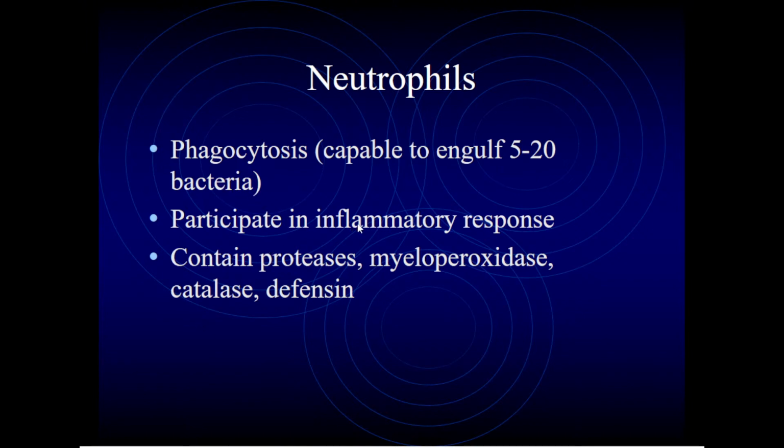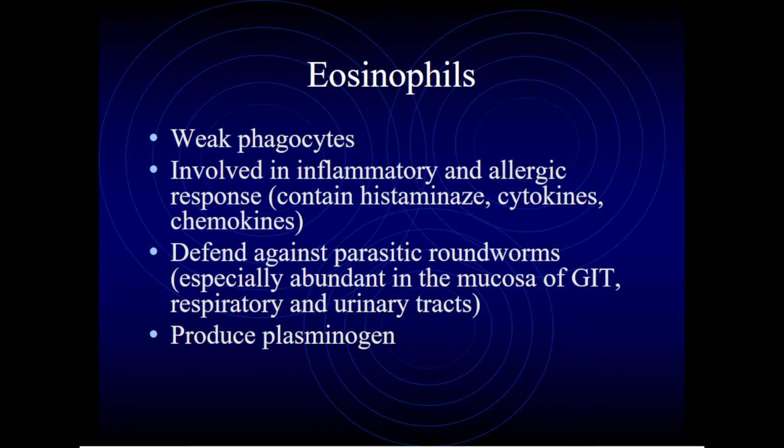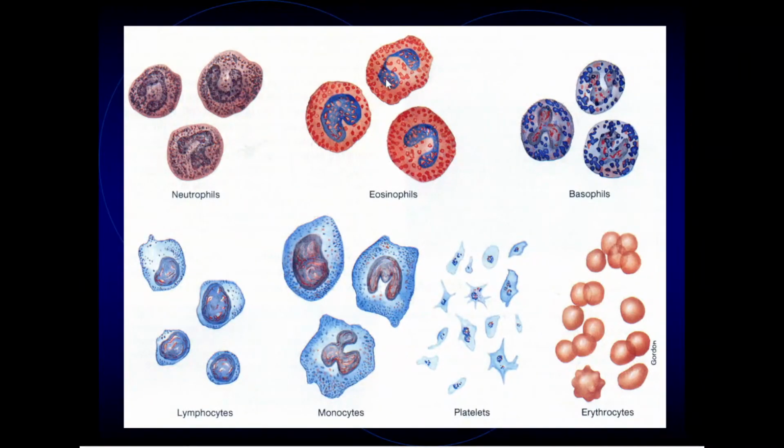They also participate in inflammatory reactions of an organism, participate in inflammatory response due to the variety of substances they contain in their cytoplasmic granules. Next type of leukocytes are eosinophils. The eosinophils, as you see here, have bilobed nuclei. Their granules are large and pronounced. They are stained red with the acidic dye called eosin.